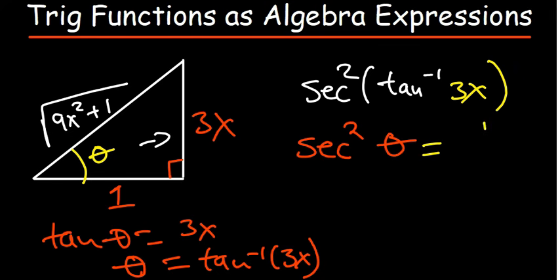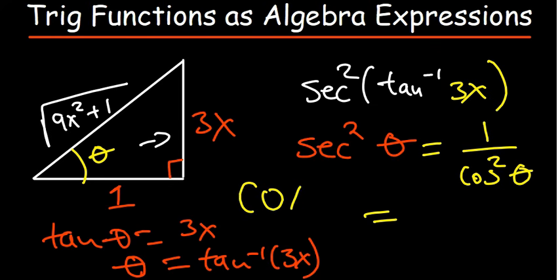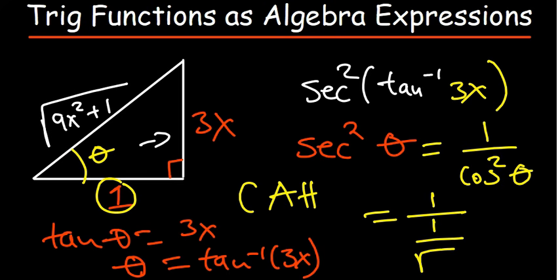So this is the same as 1 over cosine squared of theta. Now what is cosine? From SOH CAH TOA, cosine is adjacent over hypotenuse. So it's 1 over, what's our adjacent? Our adjacent in this case is 1. And then what's our hypotenuse? It's the root of 9x squared plus 1. So the reciprocal of that will just give us the square root of 9x squared plus 1. That's our answer.